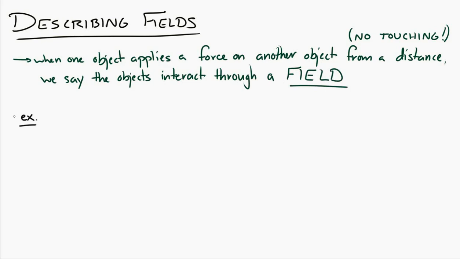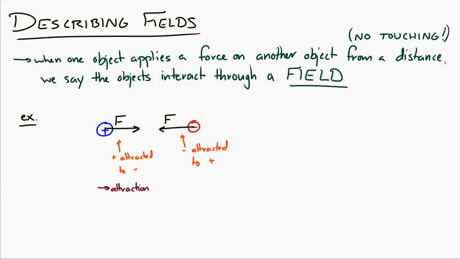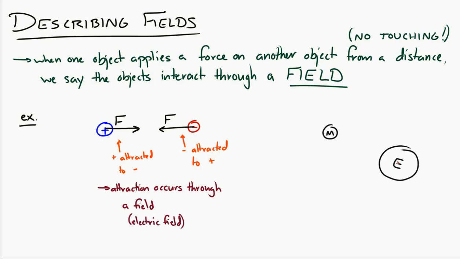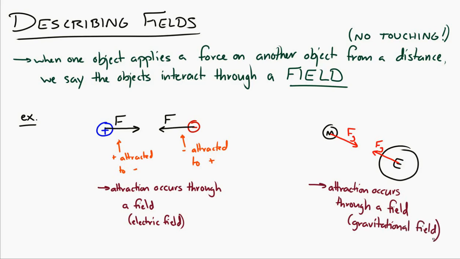For example, if we have a positive charge and a negative charge, even though they are not in contact, the positive charge is attracted to the negative charge, and the negative charge is attracted to the positive charge. We think about this attraction occurring through something called a field. Also, if we have the Earth and the Moon, the Earth is attracted to the Moon and the Moon is attracted to the Earth. They're not in contact. We say that this interaction occurs through something called a gravitational field.